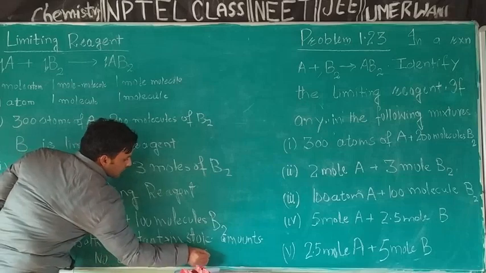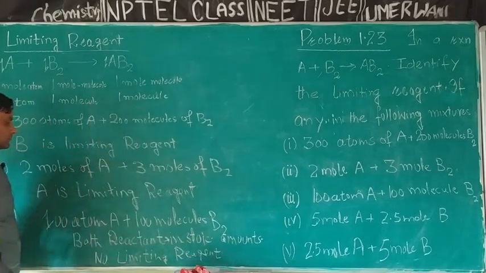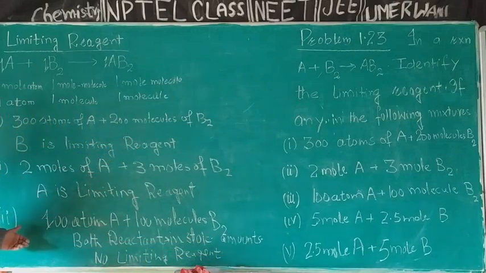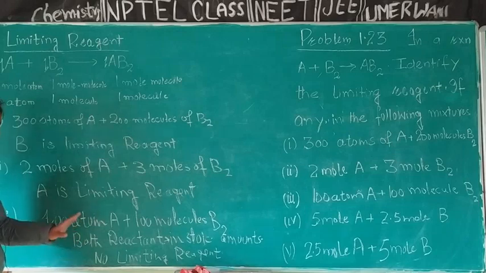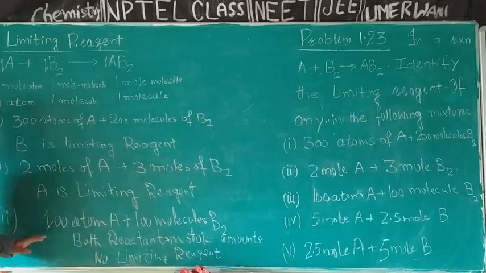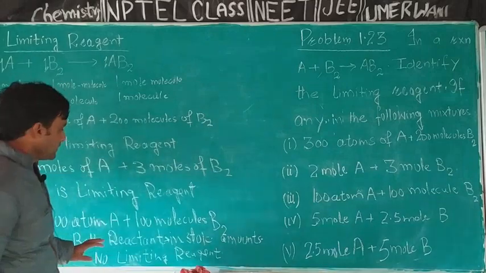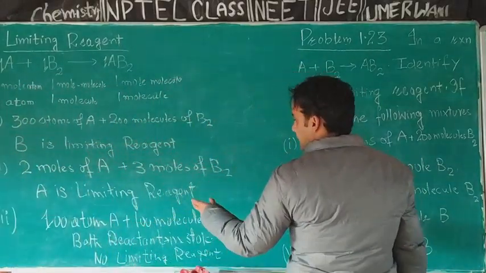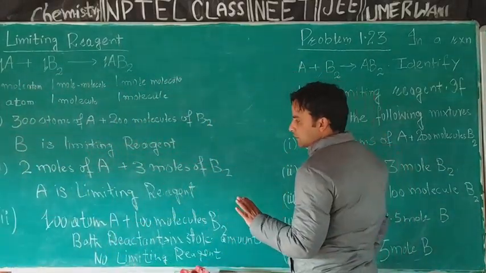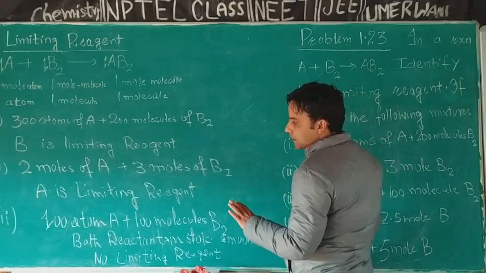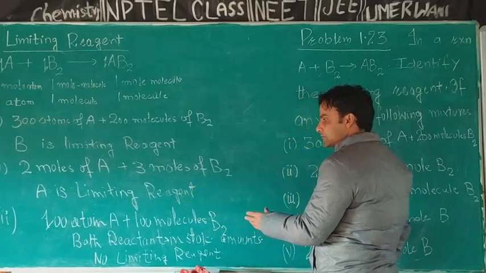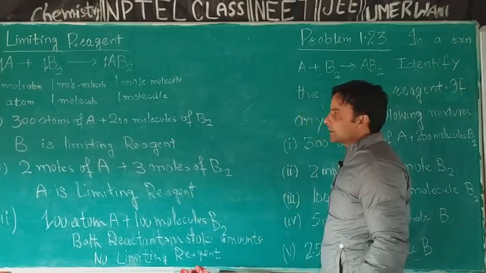So far, in part third, we found that in the mixture of A and B2 there is no limiting reactant. Both the reactants will get consumed 100%. Whatever amount we take of A and B2, they will react completely. 100 atoms of A will get consumed and 100 molecules of B2 will get consumed.